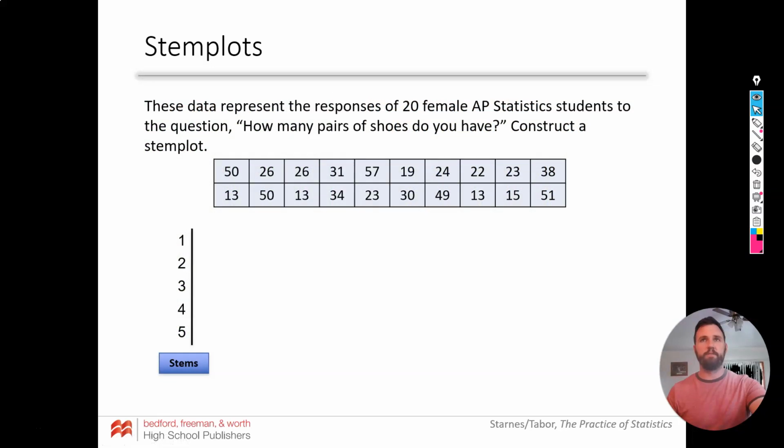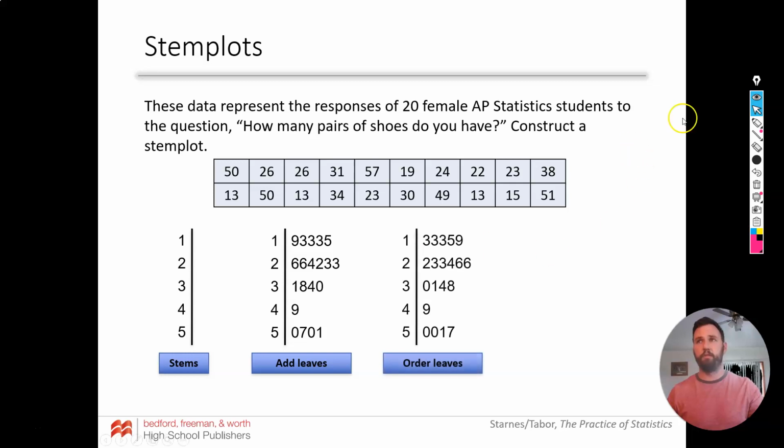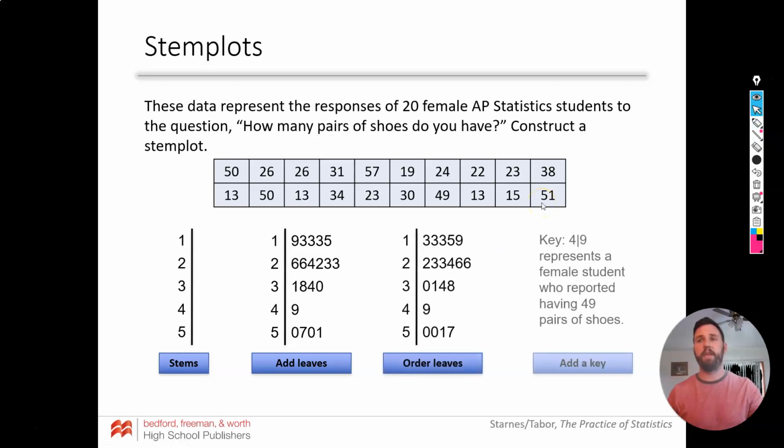How to do a stem plot. First, you make your stems. So if we're looking at this data, our stems are in the tens place because they all share a tens place. That's as large as it gets. Then we add our leaves, and then we make sure they're in order. Then we add a key. So we have to put 4|9 means 49 pairs of shoes. That's important. Context is important. You've probably done a stem and leaf plot before. I'm not going to spend a lot of time on this.